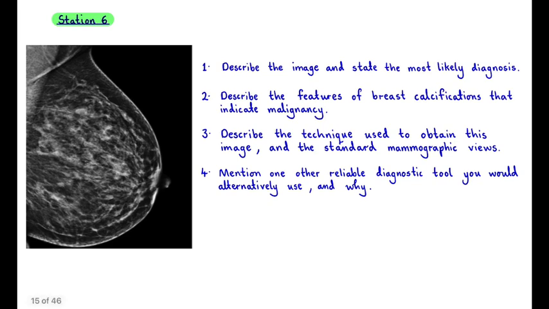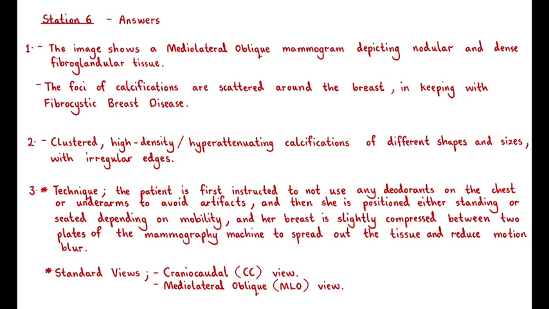Then number 3, describe the technique used to obtain this image and the standard mammographic views. So the technique is such that the patient is first instructed not to use any deodorants on the chest or underarms to avoid artifacts, and then she is positioned either standing or seated depending on mobility, and her breast is slightly compressed between the 2 plates of the mammography machine to spread out the tissue and reduce motion blur.